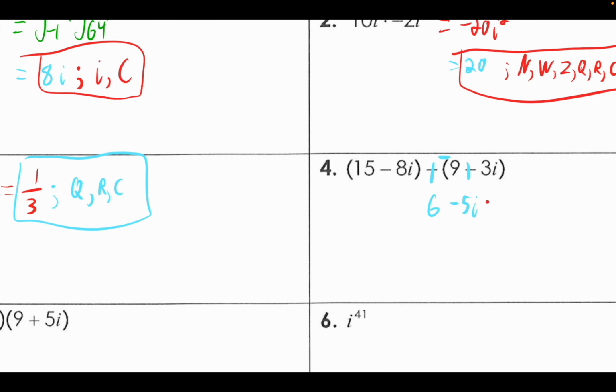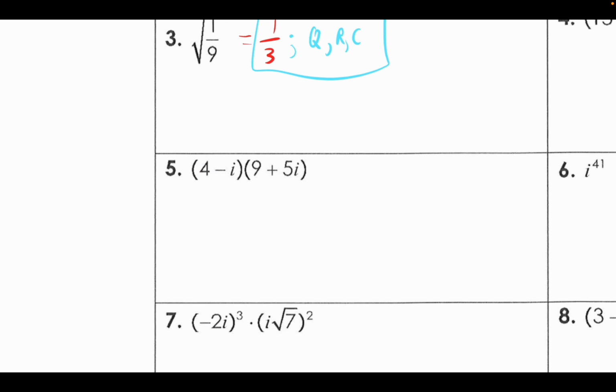So we now identify which sets it belongs to, and it's just the complex numbers. No other numbers, because it has an imaginary. It's restricted to only the pure imaginary and complex. And it's not pure imaginary because it has addition or subtraction, either one.